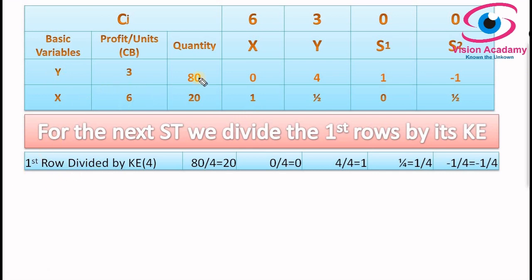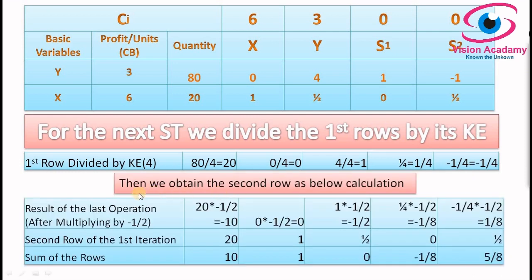The first row is this, y is the first row, and the key element in the last iteration is 4. So 80 by 4, which will become 20. 0 by 4, 0. 4 by 4, 1. 1 by 4, 1 by 4, minus 1 by 4, minus 1 by 4. Then it is the first row for the next iteration. Then we have to get the second row. We obtain the second row by the following calculation.